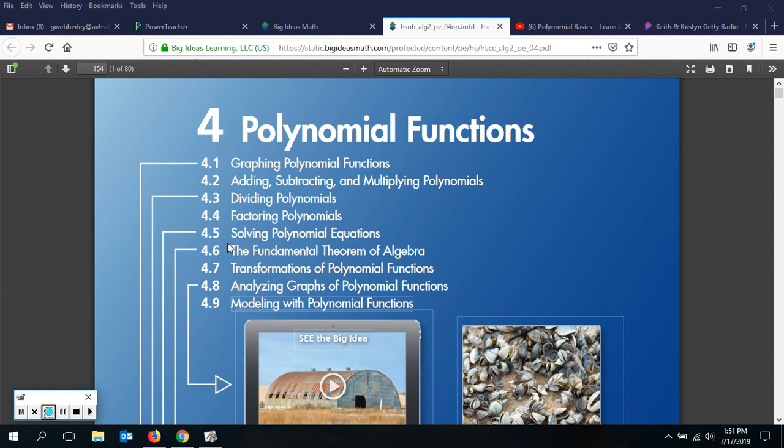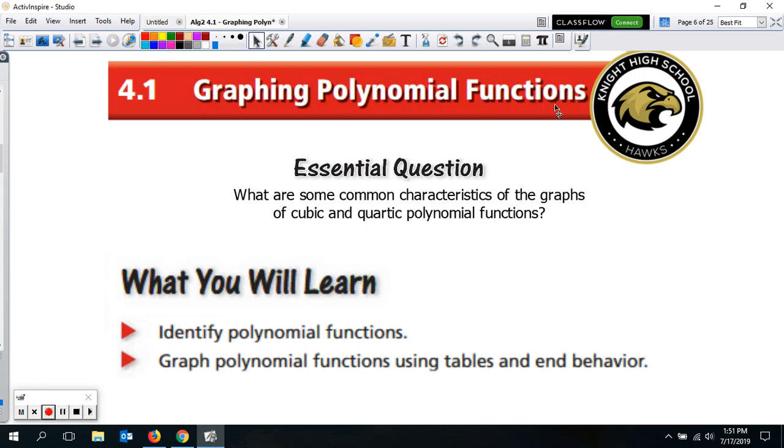We're factoring, we're solving equations. We're looking at some different ways of seeing these transformations again. We've seen that now a couple times with transformations. So let's get into chapter 4.1. So 4.1 is the graphing of the polynomial functions, where we're going to identify polynomial functions, graph them using tables and end behavior. Before we do that, let's just do a little cartoon.